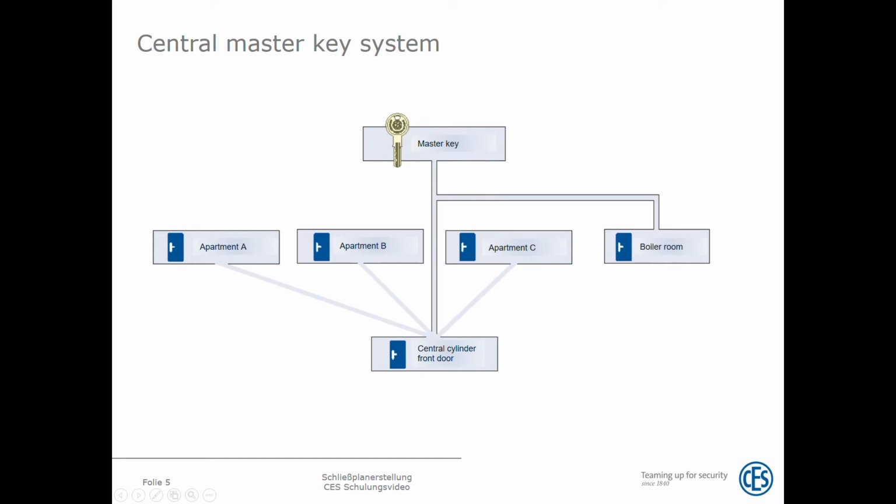We start with a combination of a master key and a central locking system, a central master key system. Here you can see the simple structure of a central master key system. There is a master key that locks the central cylinder and at the same time the boiler room. The apartments A, B, and C have corresponding individual keys with locking authorization for the central cylinder. The requirement for this system is for an apartment owner to lock everything with one key, from the entrance door to the apartment door to the cellar, but it must not be possible for him to open other apartment doors. Let's have a look at how this is solved in the locking plan.